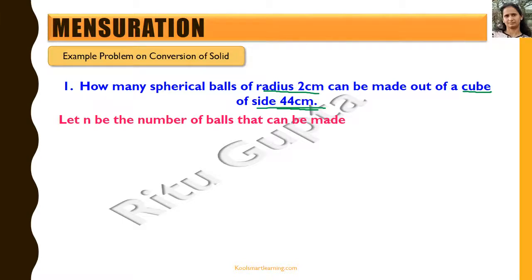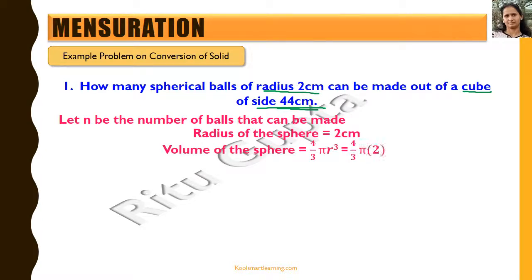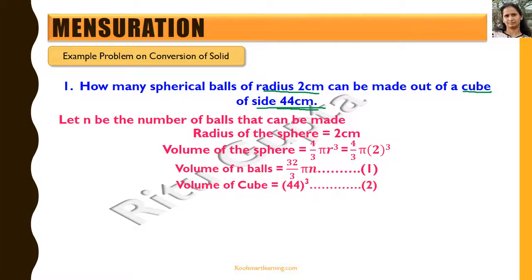Now let's assume we get n number of balls. Radius of the sphere is given to be 2 centimeters. So volume of the sphere we know is given by the formula 4 by 3 pi r cube, which would become 4 by 3 pi into 2 cube, which comes out to be 32 by 3 pi. So volume of n balls would be 32 by 3 pi into n. Now let's find out the volume of the cube, which is 44 cube.